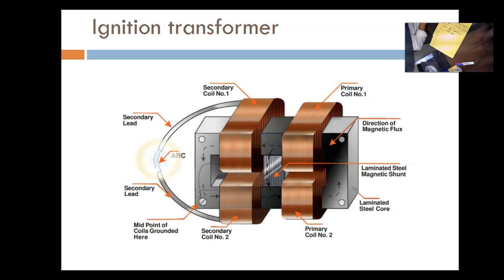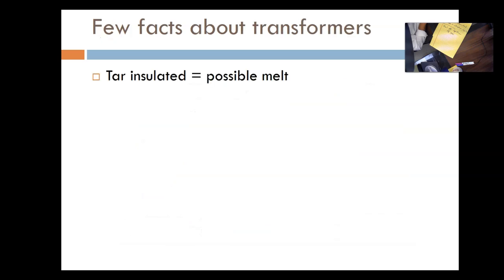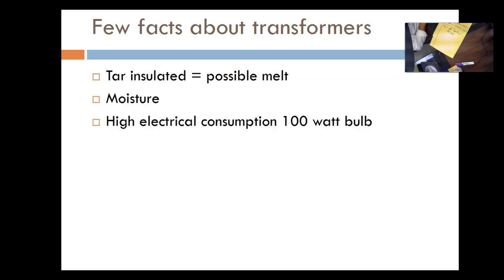Okay, transformers. This is again what they look like, and these are the components, and this is how they produce the arc. A few facts about transformers: they are tar insulated, so there is a possible melt, and they should not be located outside. They are very susceptible to moisture. They have a high electrical consumption, like a 100 to 150 watt light bulb. They degrade over time. They never last forever.